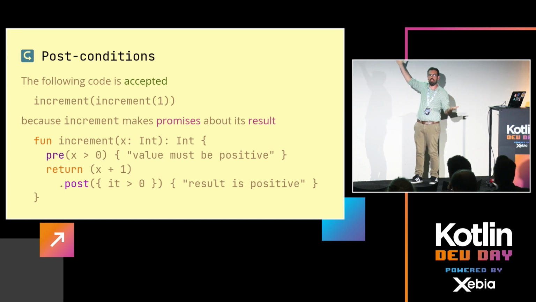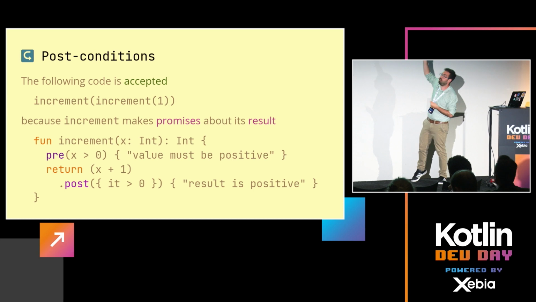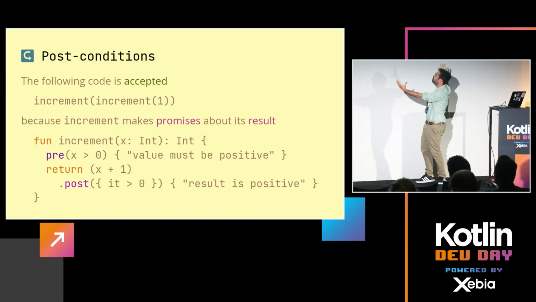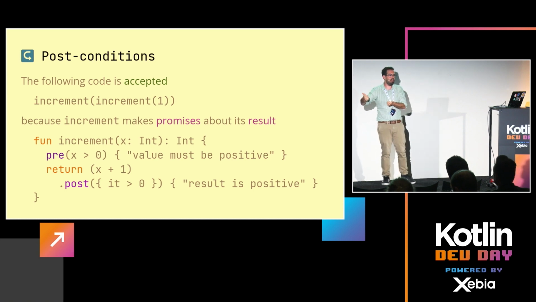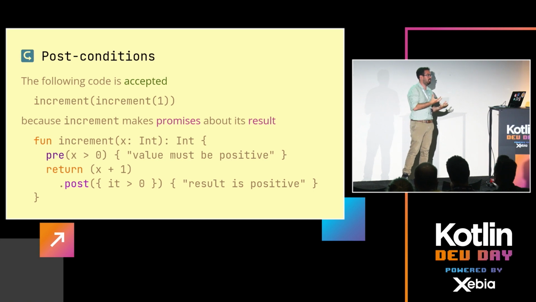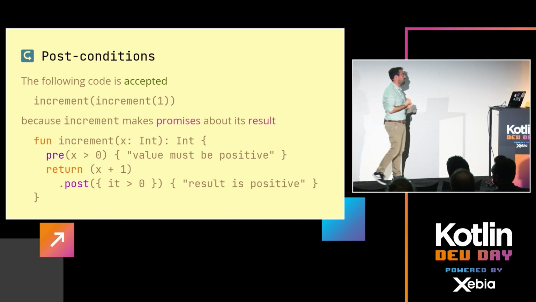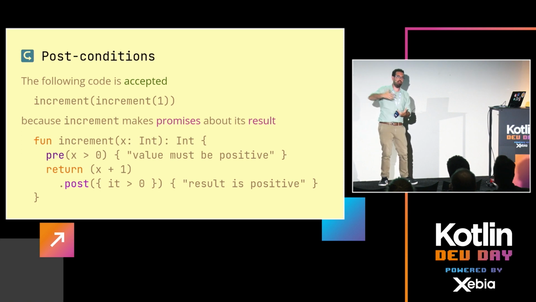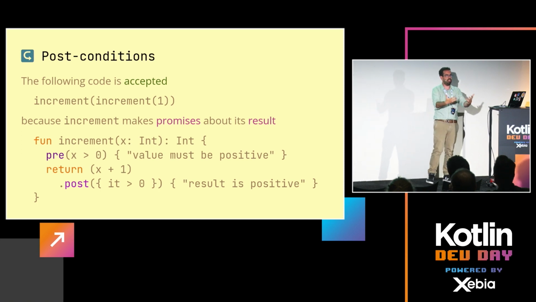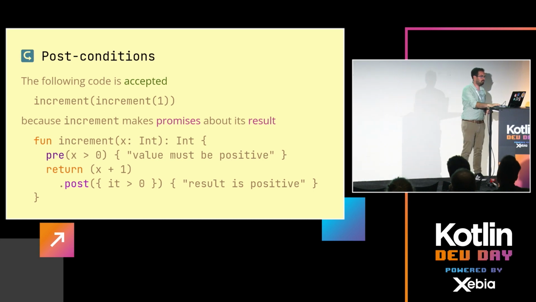And now this whole thing is accepted, right? Because, well, increment needs its value to be greater than 0. And we know the first one is greater than 0. So the innermost call to increment is accepted. But now the result of the first increment has a promise attached to it. And this promise is that the resulting value will be greater than 0. So now we can call the outermost increment with this. So there is this dance in which we ask something from the arguments, but now we promise something about the result, which then can be used to build larger and bigger analysis.